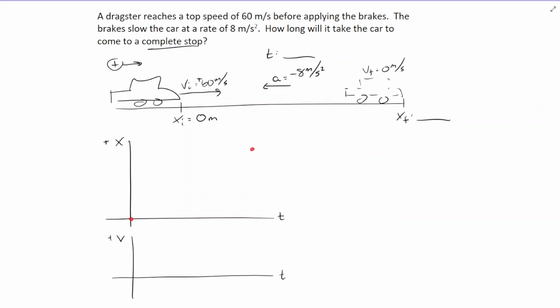Well, all we know are these locations. But what do we know about the speed? Well, it has velocity at the start. And it has velocity to the right. So when I think velocity on a position-time graph, I'm thinking slope. So I'm going to draw a nice steep slope at the start.